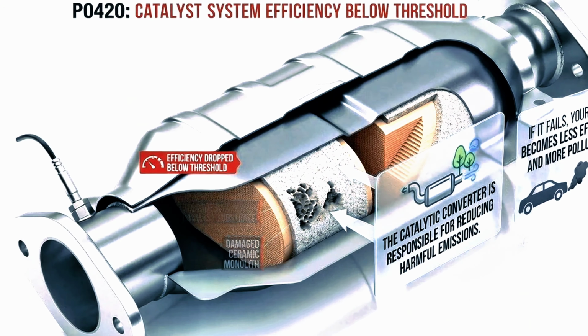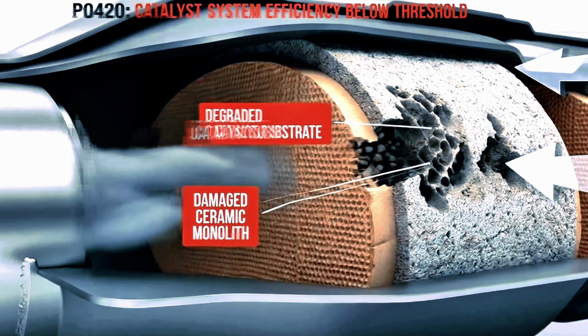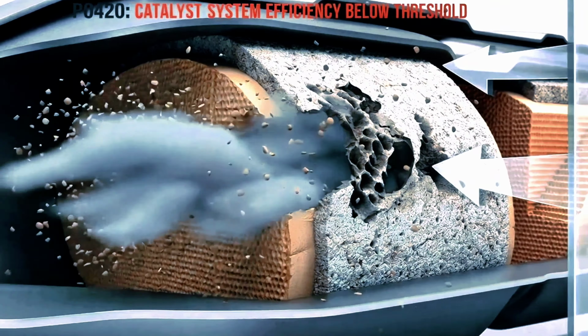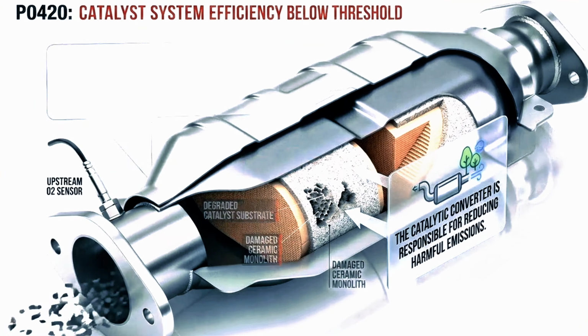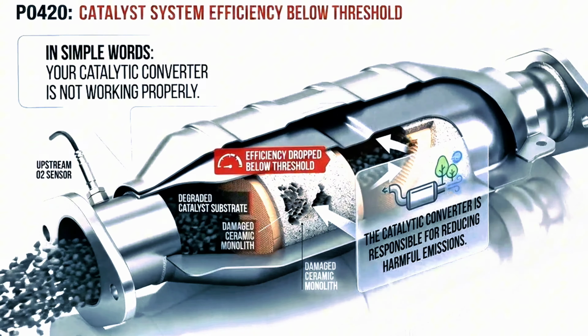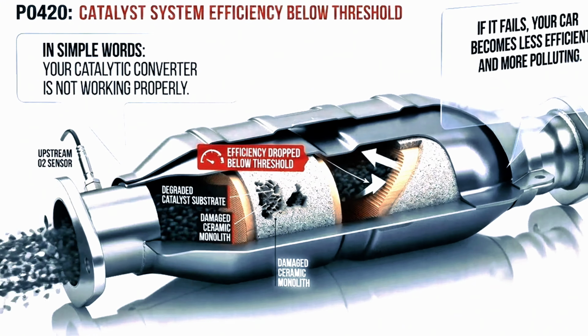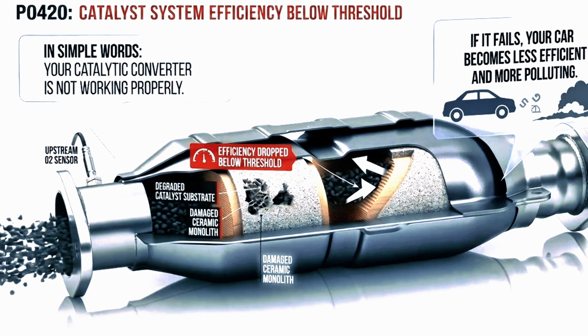P0420 means catalyst system efficiency below threshold. In simple words, your catalytic converter is not working properly. The catalytic converter is responsible for reducing harmful emissions. If it fails, your car becomes less efficient and more polluting.